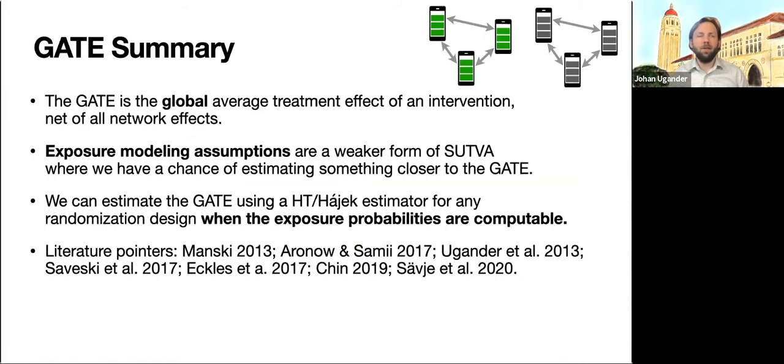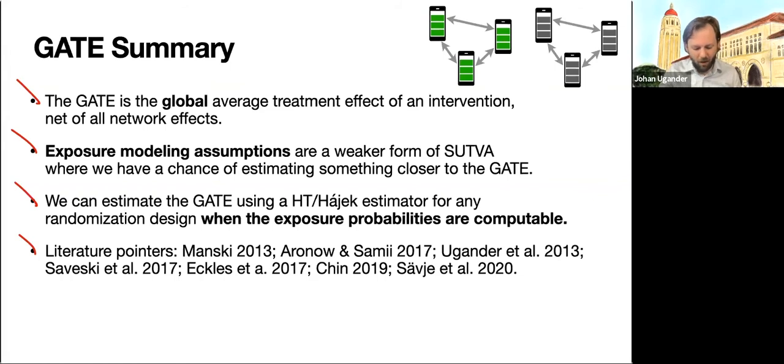Okay, so the problem is by now set up. From now on, I'm going to talk about how we randomize with graph cluster randomization, and what the benefits of that are. Just to summarize, the GATE is the global average treatment effect of an intervention, net of all the network effects, comparing these two parallel worlds. Exposure modeling is a weaker form of SUTVA, where you're trying to understand when somebody is representative of the all-on, all-off condition. We can use Horvitz-Thompson or Hajek estimators when the exposure probabilities are computable. I'm going to spend more time on what that means for the remainder of the talk. And then here are some literature pointers.